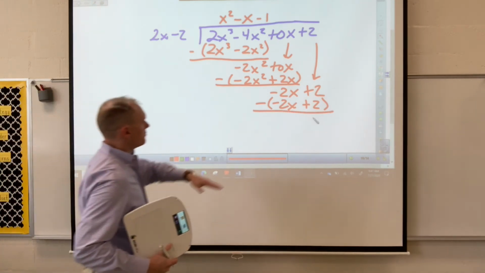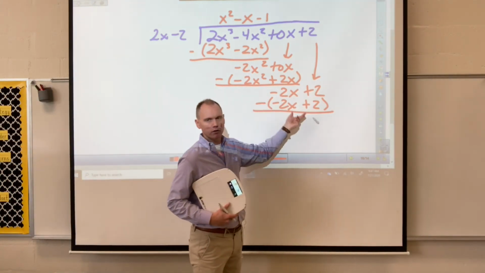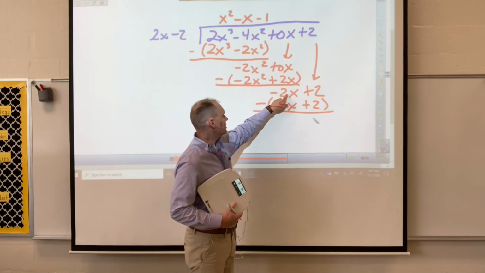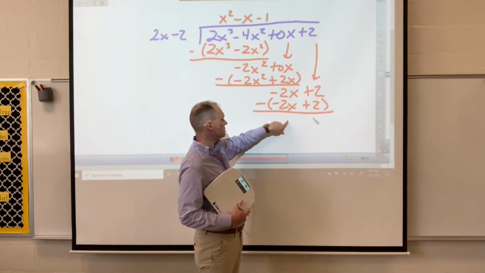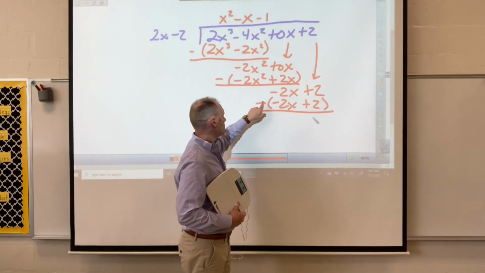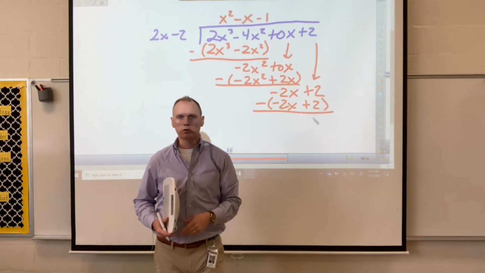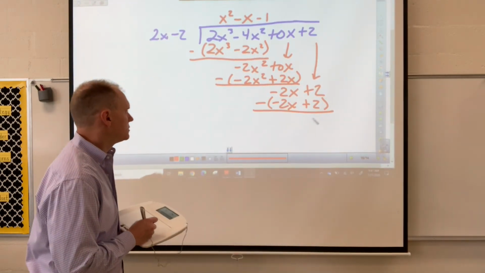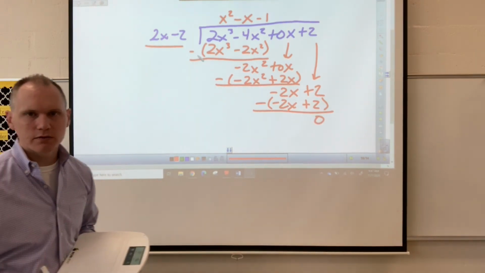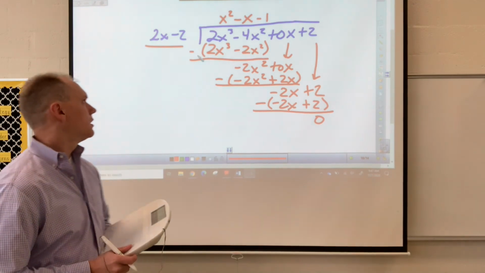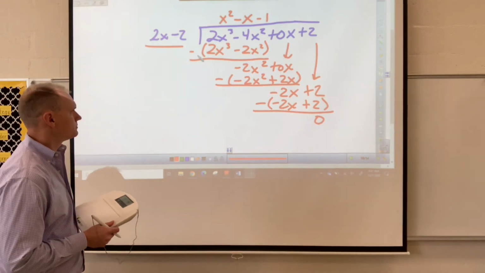And because we have matching expressions here, we know that the result's going to be 0, but let's just check. Negative 2x minus a negative 2x is plus 2x, it's going to be 0. Positive 2 minus positive 2, so it'd be 2 minus 2 is 0, which means that 2x minus 2 is a factor of this cubic function.